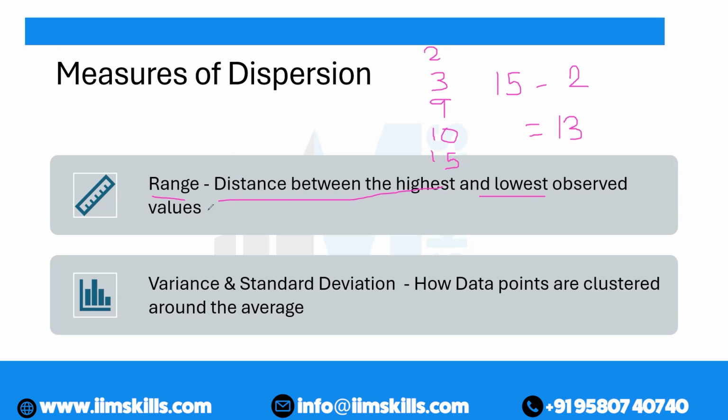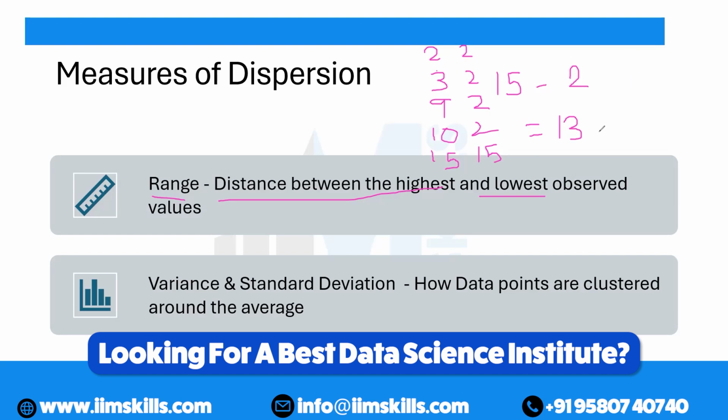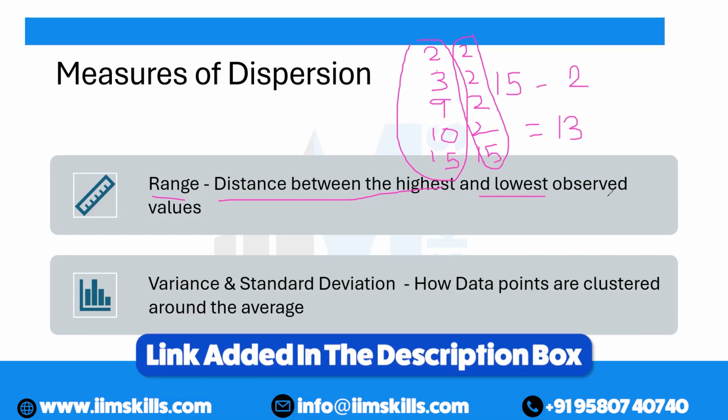But one disadvantage here is that we are not considering the other data points. For example, let's say the data is 2, 2, 2, 2, and the last point is 15. For this kind of data also you're going to get 13. Even for this data you're going to get 13. That's the difference between the range and the standard deviation.